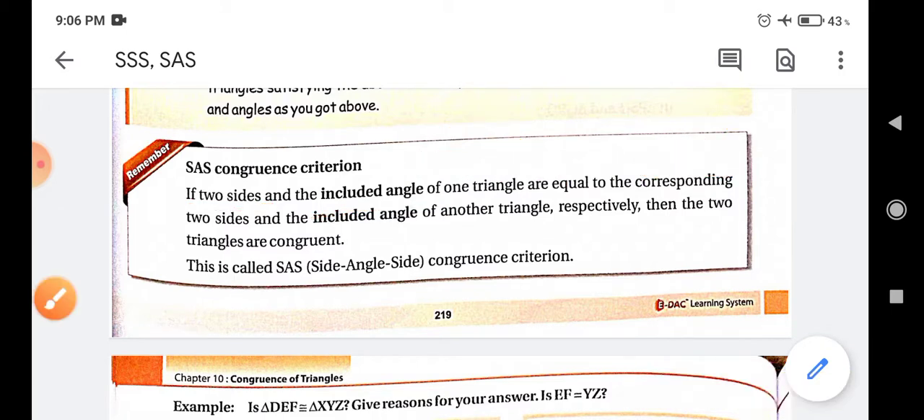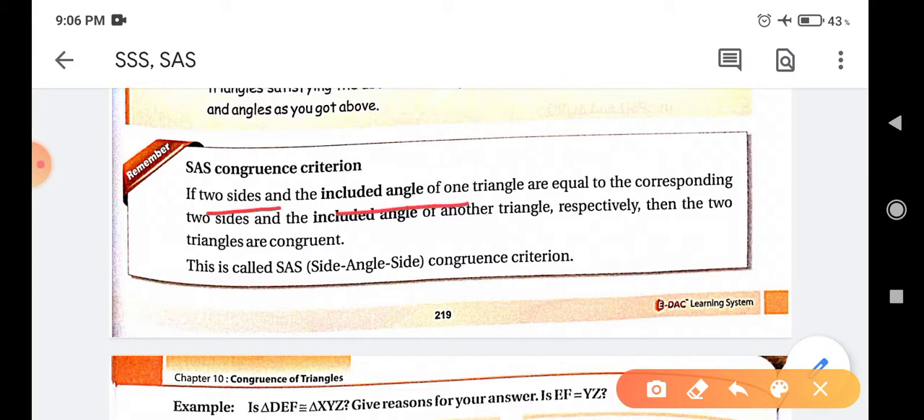Its meaning is, if two sides and the included angle of one triangle are equal to the corresponding two sides and included angle of another triangle respectively, then the two triangles are congruent. Here, all three sides are not necessary. This is called SAS congruence criterion.